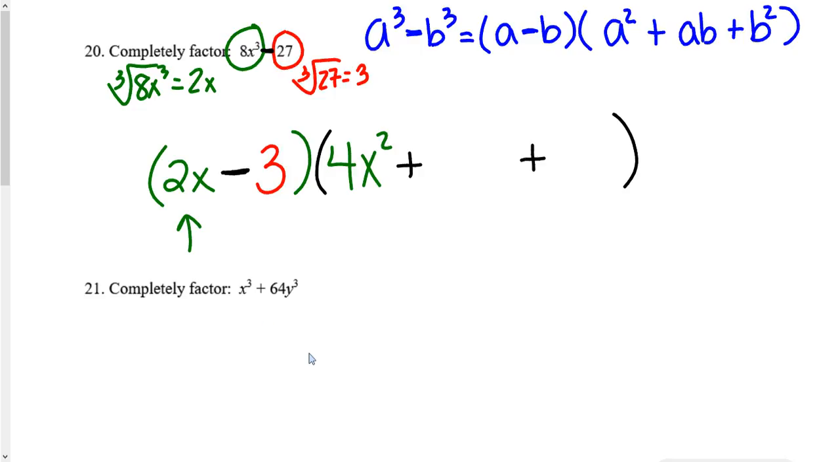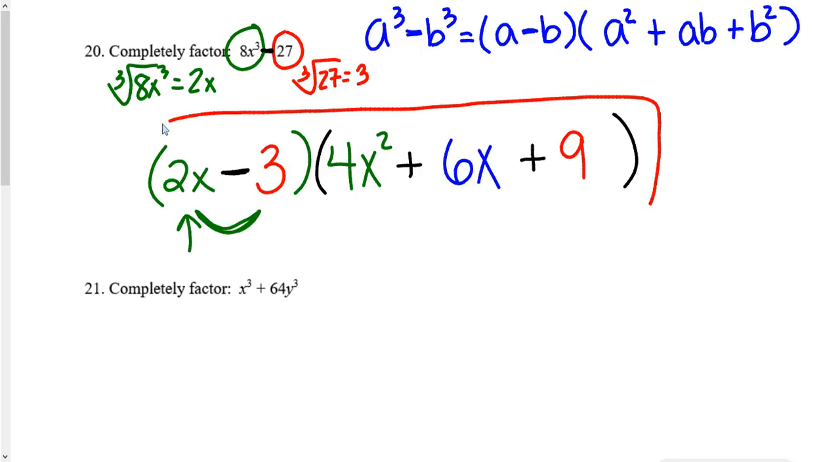My middle term is the product of these two. When I multiply those two together, 2x times 3 is 6x. Notice this negative in here? I'm not using that right now. That was part of the formula. My 2x and my 3 are both always positive. All right, then for the last term, I'm squaring my last term. So 3 squared is 9. And that's it, I'm done.